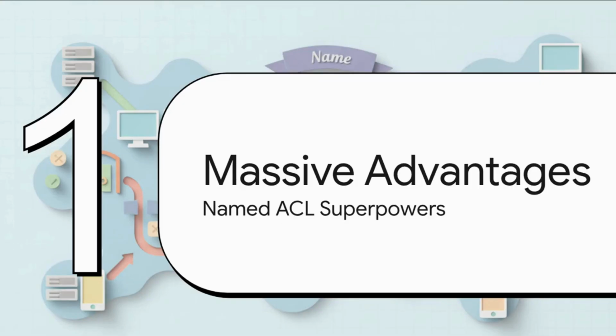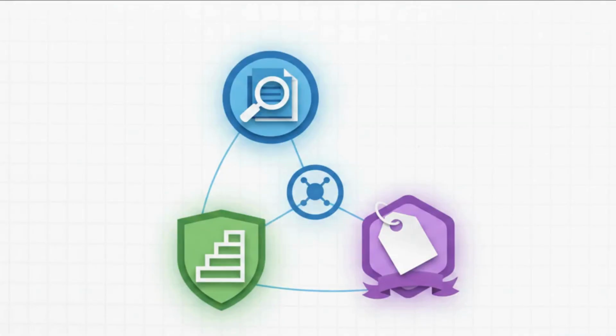Section 2. 3 massive advantages, or the superpowers of named ACLs. Our source material breaks down these specific superhero-like powers granted to system administrators into 3 key functional upgrades. Number 1 is micro-editing. Number 2, sequence numbers. And number 3 is meaningful identification. This specific combination is essentially the holy grail for network administrators.